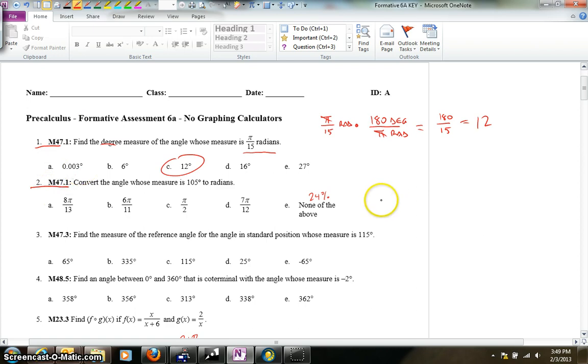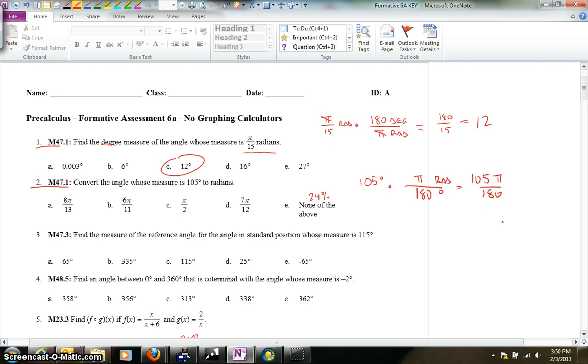Number 2 was a pretty poor performance. 24% of you chose option E. So again, we got 105 degrees, and we're going to multiply that. We wanted to get rid of degrees, so that's going to be in the bottom, and we want radians, so we're going to put that in the top of our conversion factor. Again, 180 degrees in every pi radians. So I've got 105 pi over 180.